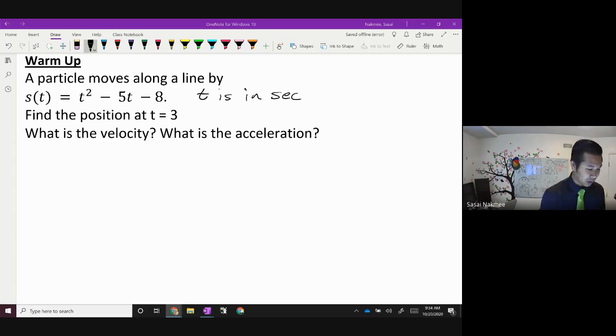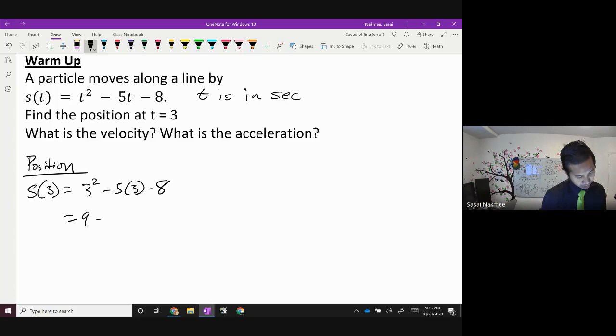So to find the position at t equals 3, we just plug in 3. We have here the position function, and we're looking for it at time equals 3. So that's going to be 3 squared minus 5 times 3 minus 8. And this, of course, gives me 9 minus, what is that, 15, minus 8. So this gives me a negative 14.